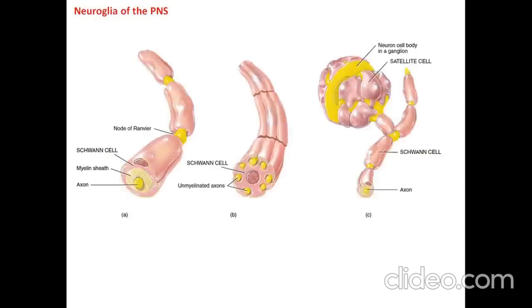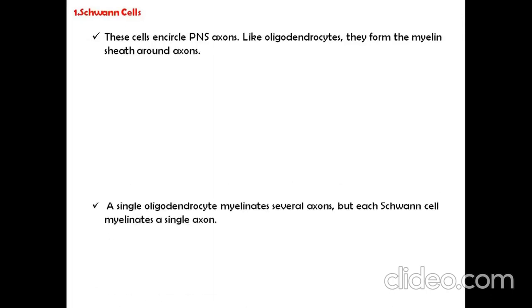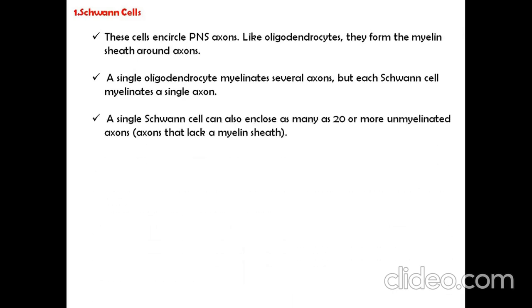Next one is the neuroglia of the PNS. They are the Schwann cells and the satellite cells. First one is the Schwann cell. These cells encircle the peripheral nervous system axons. Like the oligodendrocyte, they form the myelin sheath around the axon. A single oligodendrocyte myelinates several axons, but each Schwann cell myelinates a single axon. A single Schwann cell can also enclose as many as 20 or more unmyelinated axons.